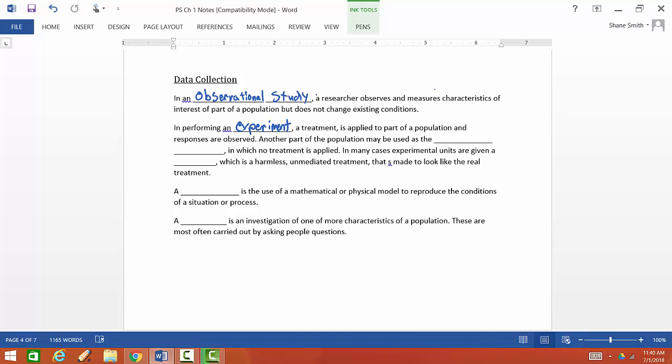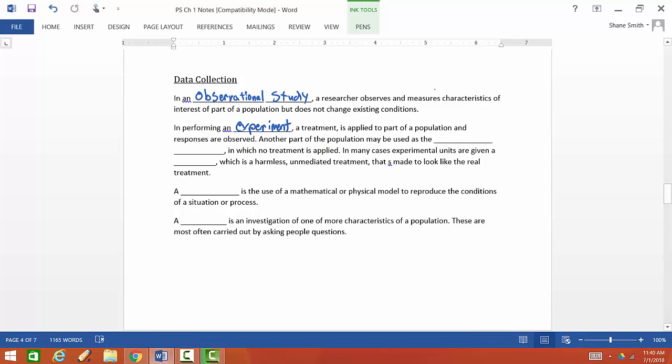Well, now I've actually changed something, because now I'm changing the fact that one person gets the treatment, the other person does not. That's what defines the experiment. So make sure that an observational study is just observing. In an experiment, you're actually changing something, and you're usually changing something between 2 different groups. Okay, so that's where we say the treatment is applied to part of a population and responses are observed.